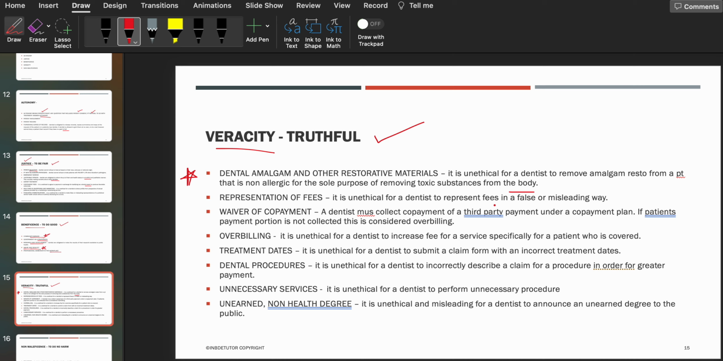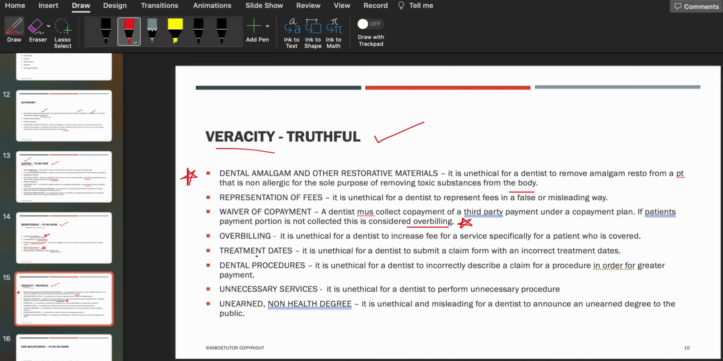Representation of fees. It is unethical for a dentist to represent fees in a false or misleading way. But waiver of co-payment: a dentist must collect co-payment of a third party payment under a co-payment plan. If a patient payment portion is not collected, this is considered overbilling. So this is again a very important question that comes in the exam. Again, overbilling, insurance fraud. The only principle that is being violated here will be veracity.